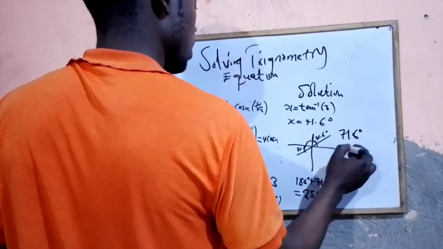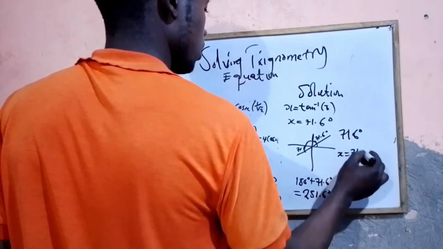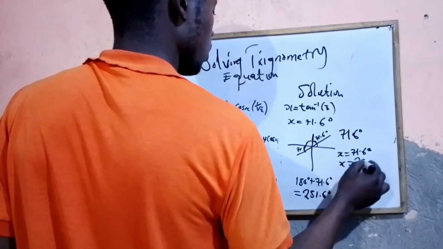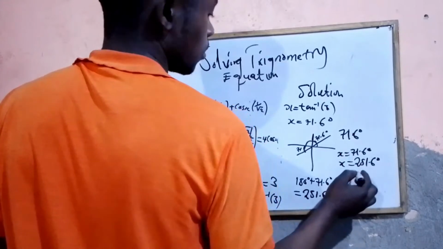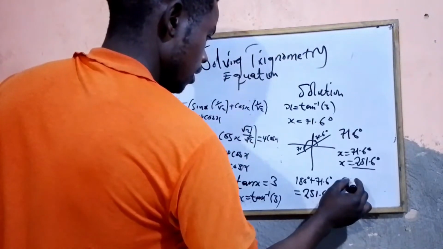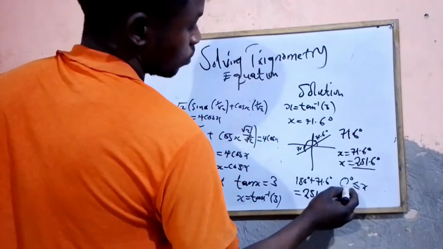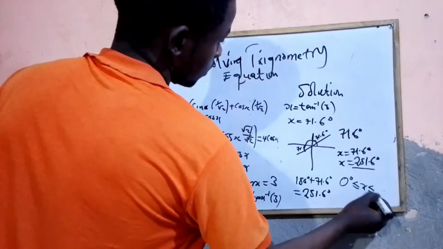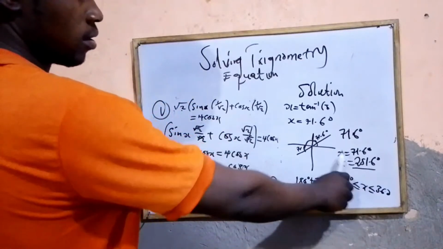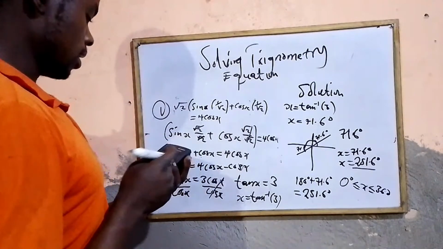The angle they were looking for is 71.6 degrees. So these are the values of x: x equals 71.6 degrees, or x equals 251.6 degrees. These are the angles, because we are told that x is greater than or equal to 0 degrees but less than 360, so the angle shouldn't exceed 360. So we have 71.6 and 251.6.